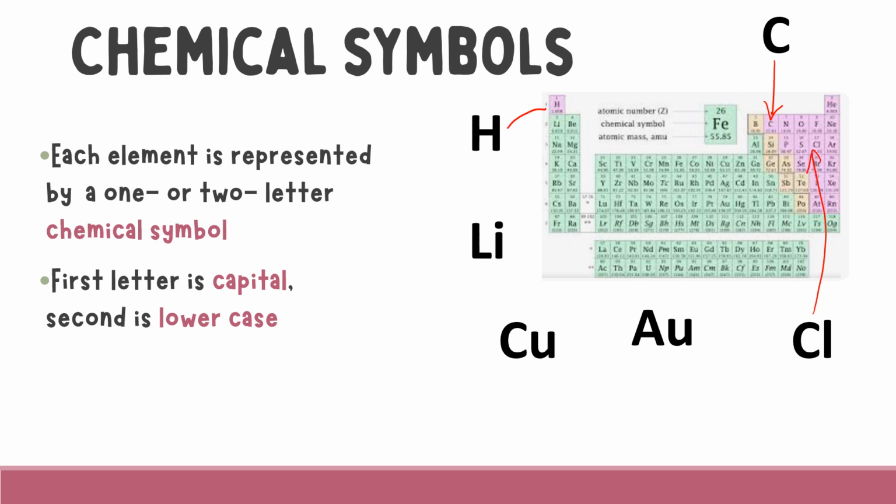Also remember that when you have a two-letter chemical symbol, the first letter is capital and the second is always lowercase. So lithium is Li with a capital L and a small i. Copper is Cu. Gold is Au, which comes from aureum, which is Latin, and chlorine is Cl, capital C and lowercase l.